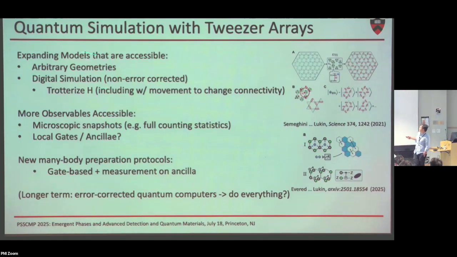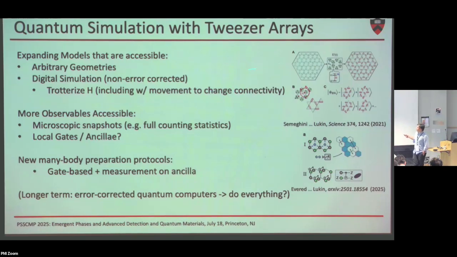Now, one of the very powerful possibilities with these tweezer platforms is that you can do arbitrary geometries. You're not confined to things that you can make by interfering simple laser beams. The other thing that is interesting is that you can start thinking about doing digital simulation, where essentially you have discrete steps of Hamiltonian evolution. And these discrete steps can even include moving the particles around to change the connectivity of the system. And this can be quite powerful.